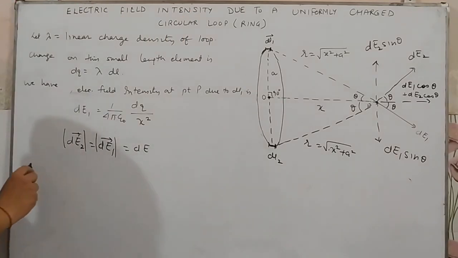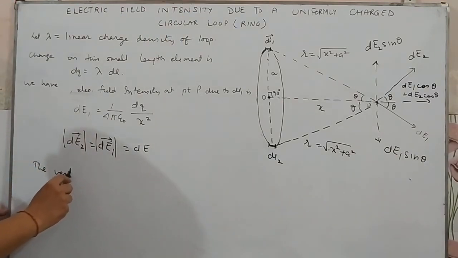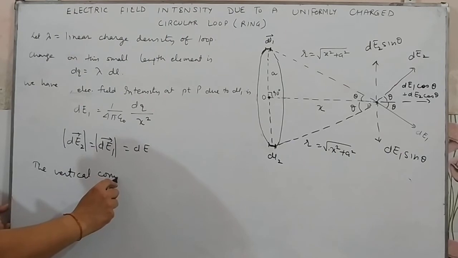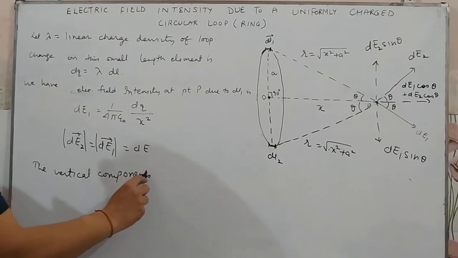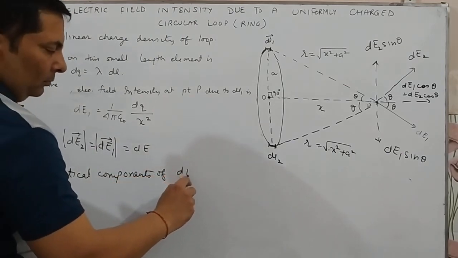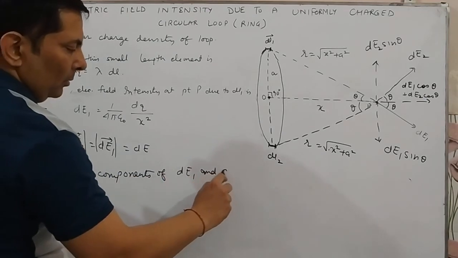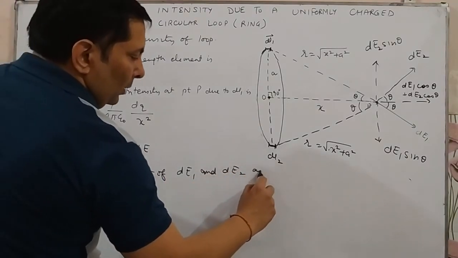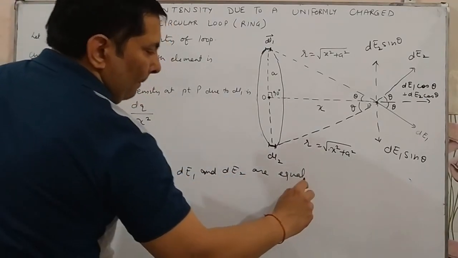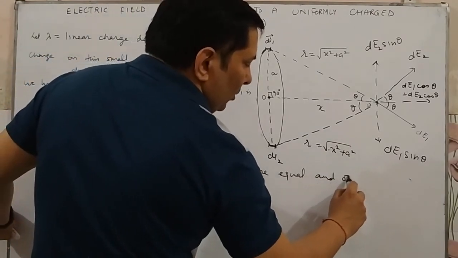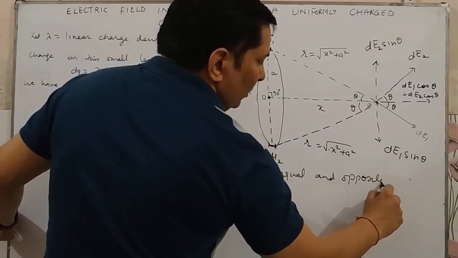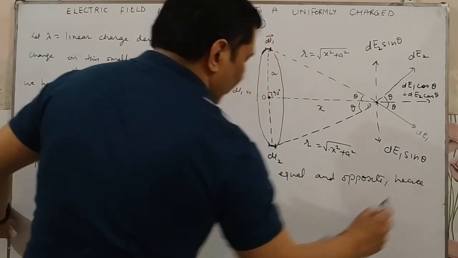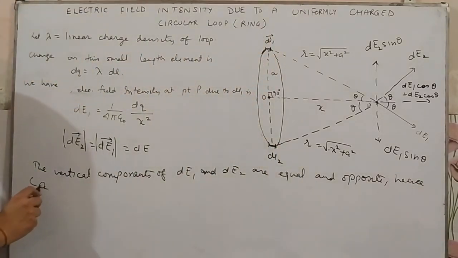Fine. So say the vertical components of dE1 and dE2 are equal and opposite, hence cancel out.